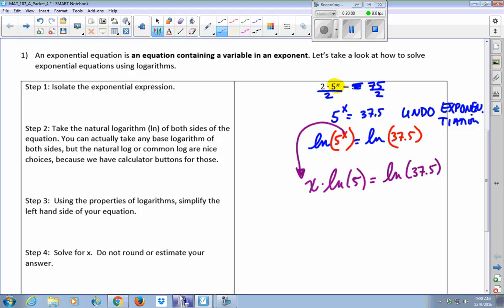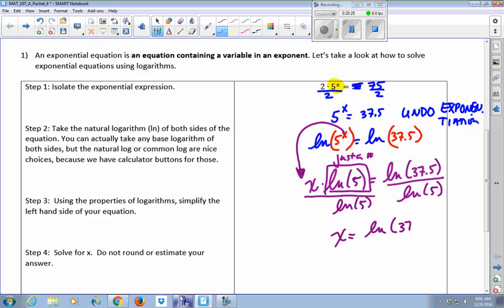So now, again, don't let these natural logs and logs mess with you. It's just a number. So it's acting like the coefficient. It is the coefficient of x. So to undo it, you divide both sides by the natural log of 5. So x is the natural log of 37.5 divided by the natural log of 5. This is the exact answer. If I ask you for the exact answer, this is what I want to see.